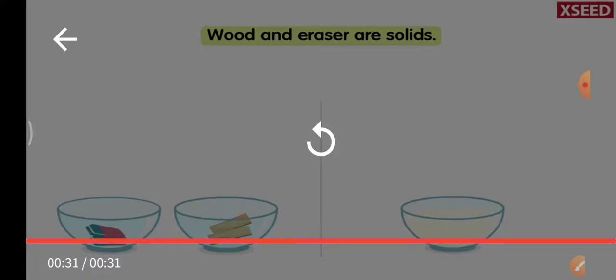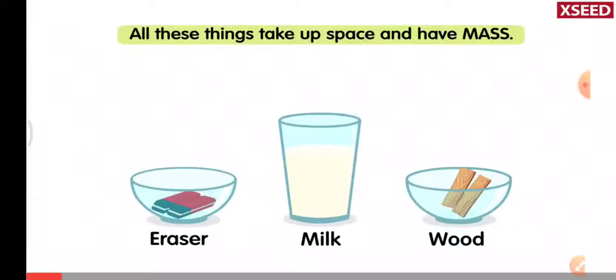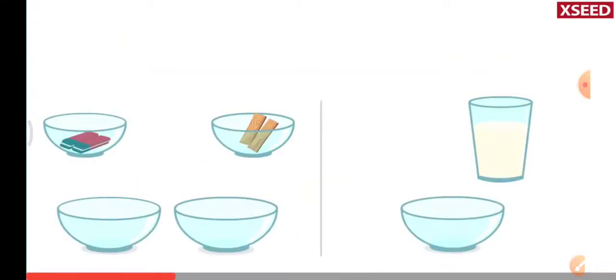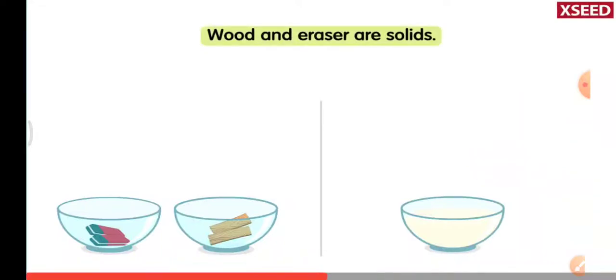Let us watch this video once again and discuss. So here we have taken the example of eraser, milk and wood. Okay, solids have mass, they take up space. But solids do not flow. Solids can be piled one over the other. Wood and eraser are solids that have fixed shape and size, and they cannot flow.